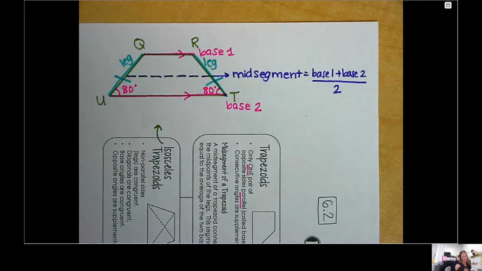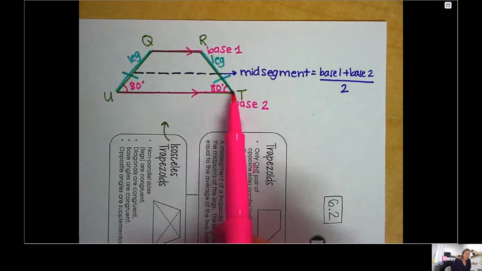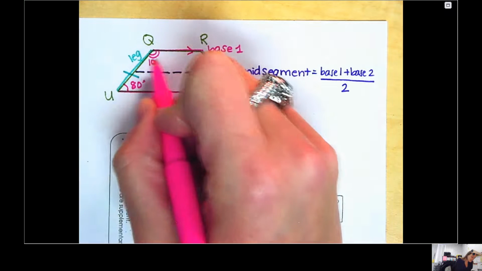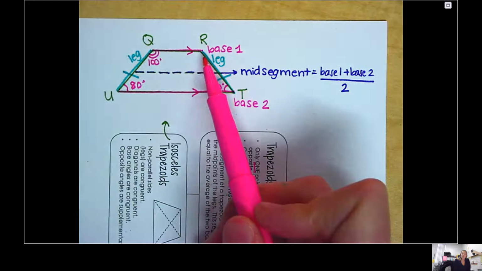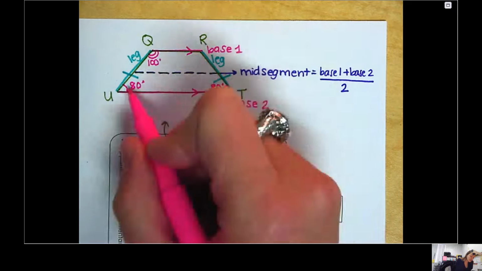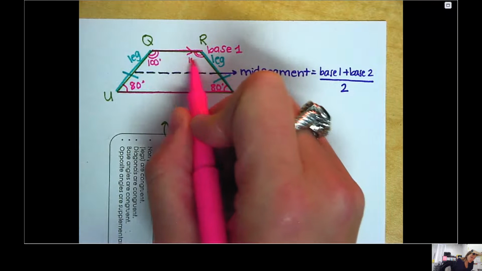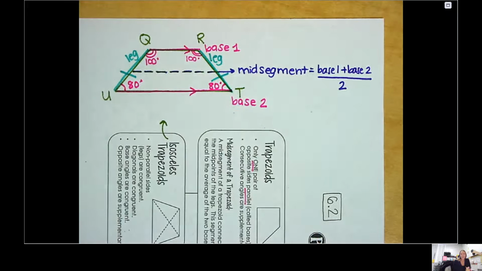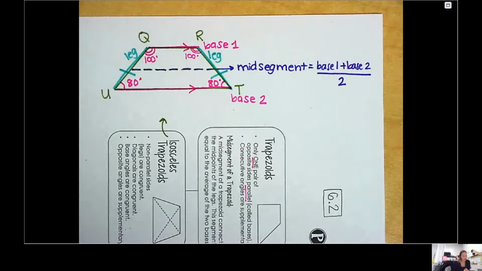If you go to angles that are opposite of each other, they should be supplementary, or in other words, they should add up to 180. So angle T and angle Q should be supplementary because they're opposite. Since this is 80, this one here would have to be 100. Same for angle R over here: angle R should be supplementary to angle U. So this one's also 100 degrees. Notice that the two angles on the same base are the same, and two angles that are on the same leg are supplementary, adding up to 180.